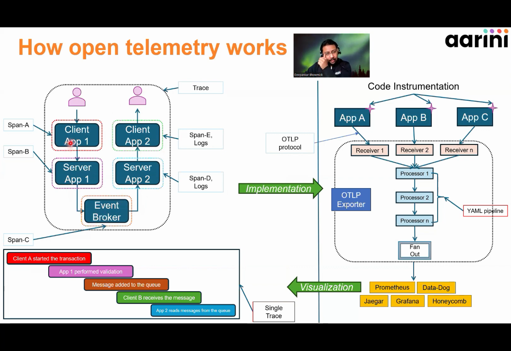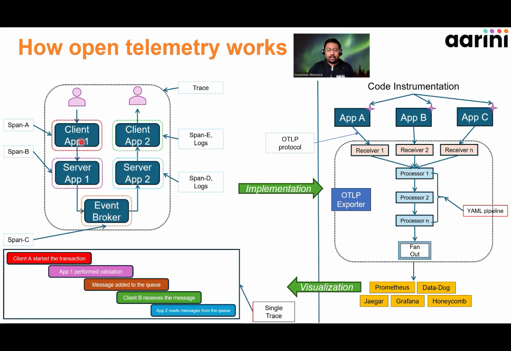So each of these apps is doing some work, and this work is called a span. So one app can do many works. Every unit of work is called a span. So for example, this user might be entering some data into this particular app, but before passing it to the server, it might do some validation. And that validation could be the act of validation itself.